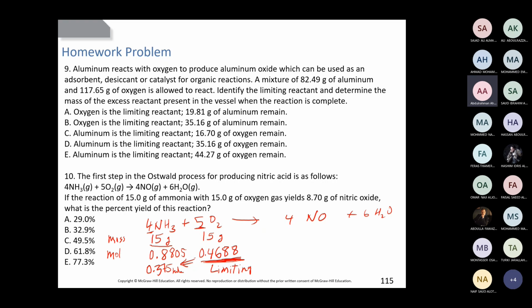Now, how many moles of NO am I going to produce? Here, this is 4 to 4. So I will produce the same amount as the limiting reactant, which is 0.375 mole. This means how many grams is this?